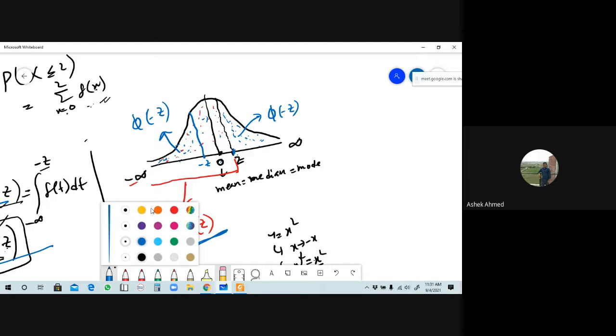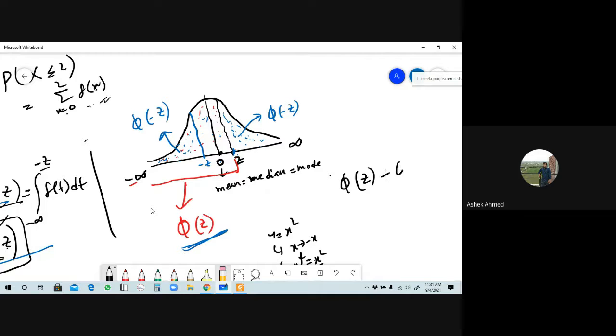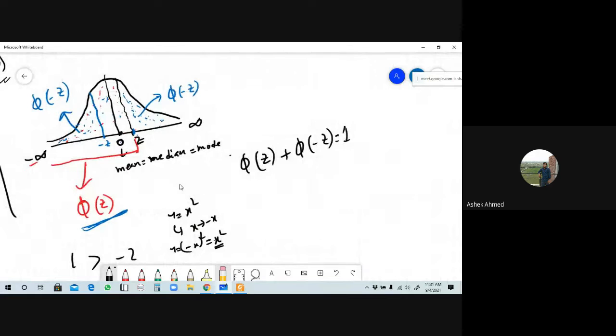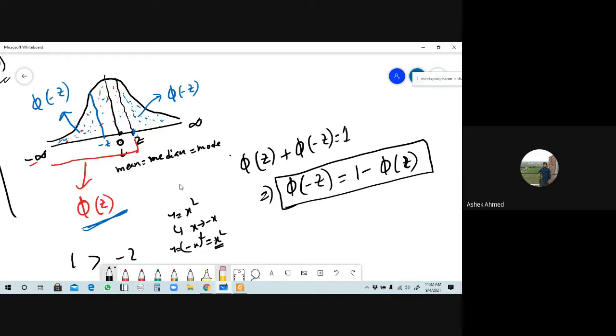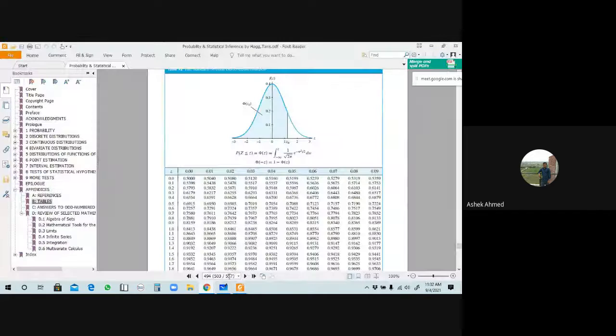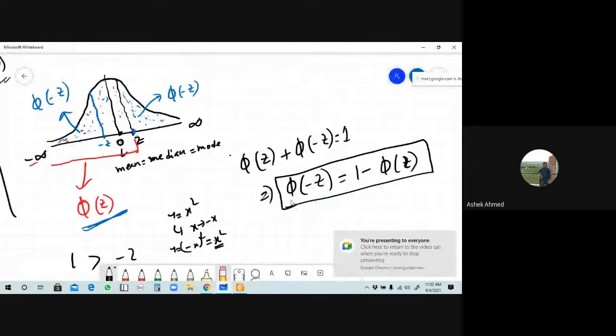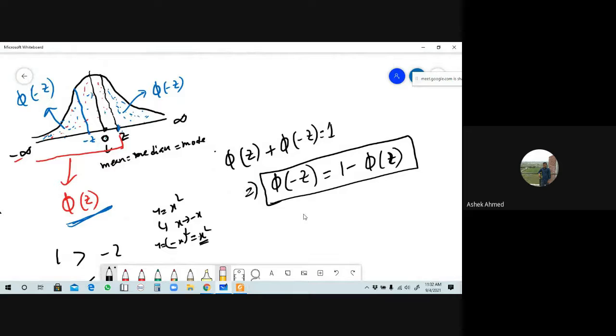So from here we can say that phi of z plus phi of minus z is 1 here. Okay, so we get 1 here. So from here the value of phi of minus z will be 1 minus phi of z here. This is a formula here. So the value of phi of minus z will be 1 minus phi of z. This has to be remembered. Tell me, do you understand this formula? This is a formula: phi of minus z equals 1 minus phi of z.